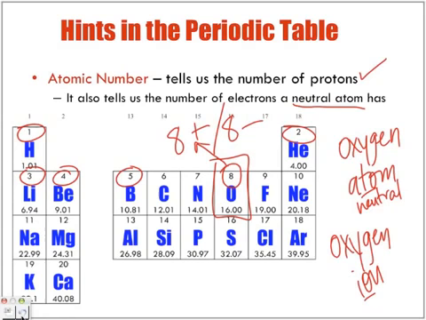Let's look at another example here. We look at magnesium, right? Magnesium has the atomic number 12, which means it has 12 protons, and if it's a neutral magnesium atom, it will also have 12 electrons surrounding its nucleus.